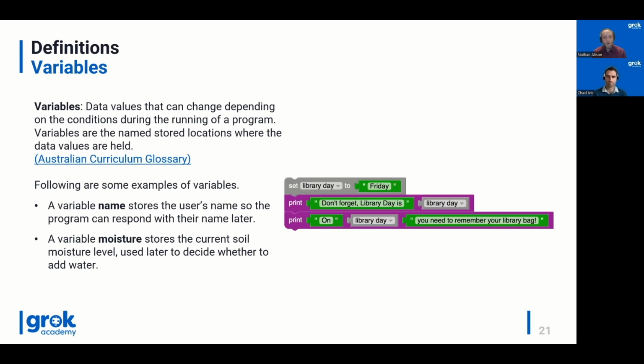Why would you do this? Well, this means that you could change Friday to something else in that first block there. You could say set library day to Wednesday, and the next two lines can stay the same. Don't forget library day is Wednesday. On Wednesday, you need to remember your library bag. So variables are something you can store with text or with numbers, later on with other things too, and it allows you to reuse those values later by referring to that variable.